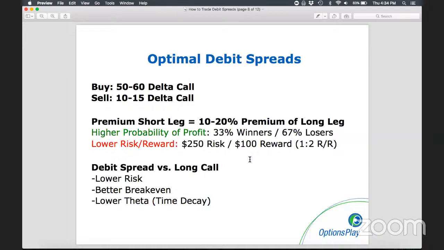So what we generally find is that your optimal debit spread will typically have roughly a 33% probability of profit versus 67% probability of loss, and a risk to reward ratio of roughly 2 to 1. So risking about $100 to try to make $250, that is the sweet spot between probability and risk to reward that we see gives you the best returns using debit spreads in the long run.